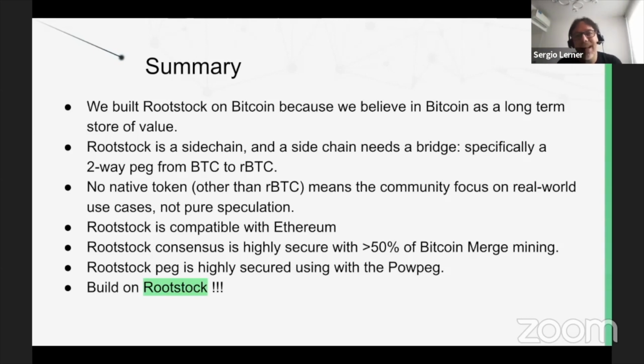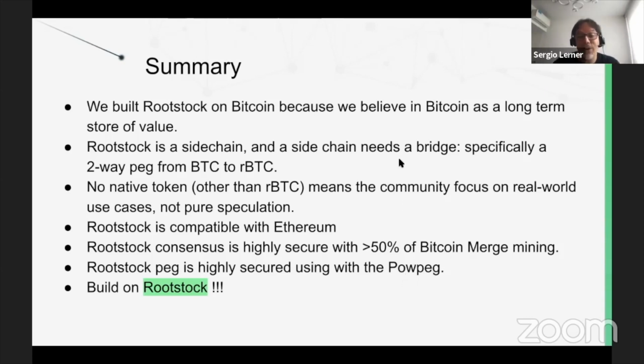That means that everything that's built on Rootstock is really focused on real world use cases. I think there's very little pure speculation, because using a Bitcoin token that you cannot inflate is a huge benefit. Rootstock is compatible with Ethereum, and our consensus, the block production, is based on merge mining, having more than 50% of Bitcoin miners engaged. And the peg is highly secure with this set of HSMs.